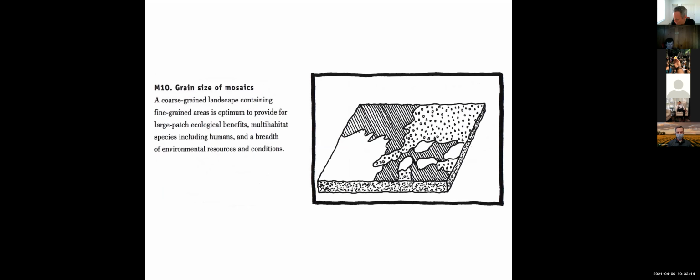Under ideal conditions, both the specialist and the generalist species are able to thrive when the overall grain of the mosaic is more coarse, providing an interior habitat for the specialists and then the fine-grained areas that are interspersed within the landscape that give habitat to the generalist species, as well as space for concentrated areas of human development. So all three can coexist if we adapt with more ecologically friendly development patterns.